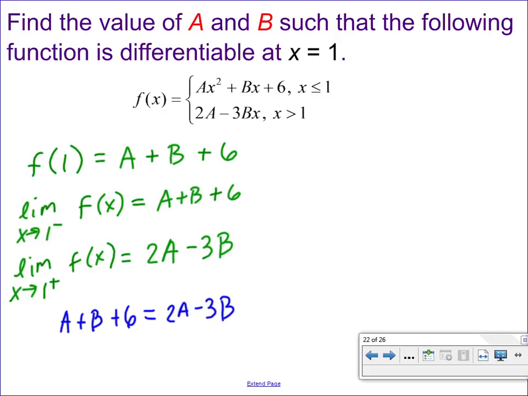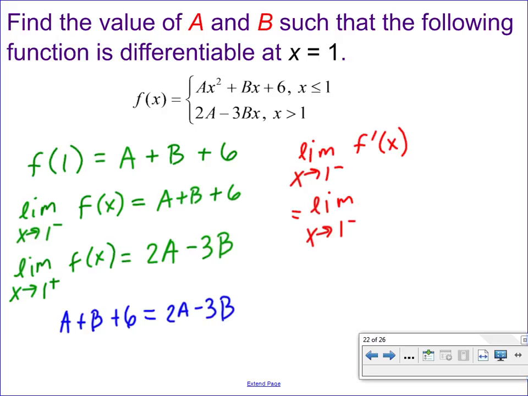Marissa and Brendan? The slope of the left-hand limit and the slope of the right-hand limit have to be equal. Absolutely. So we've generated one equation here based on continuity. Now let's consider our left and right-hand slope. So now we'll consider the limit as x approaches 1 from the left of f prime of x, and that equals the limit as x approaches 1 from the left of which definition?